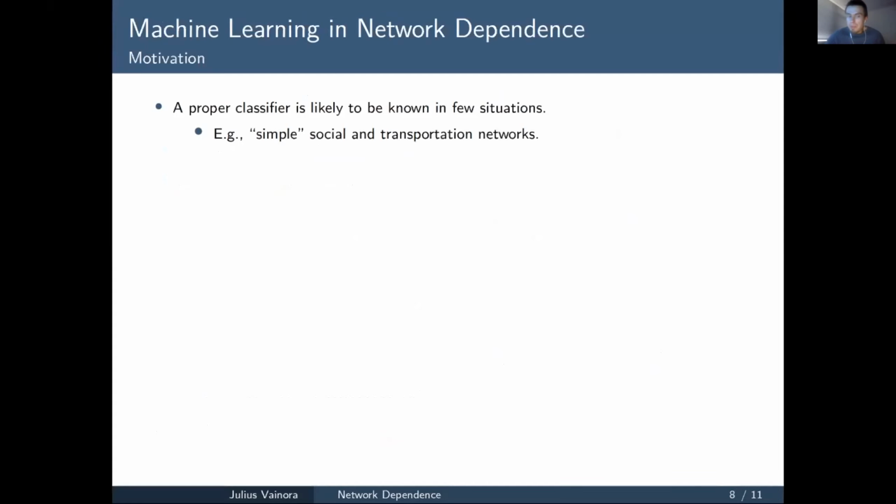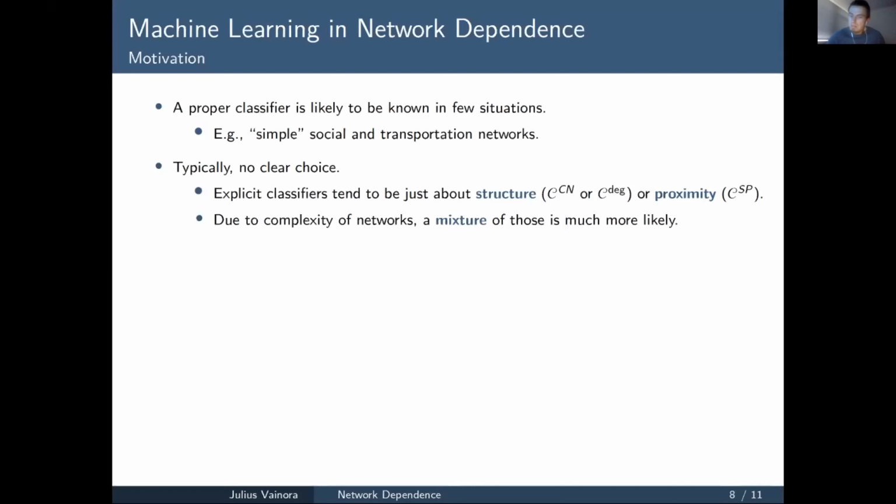So before, I proposed 3 examples: the number of common neighbors, the length of a shortest path, and the difference of degrees. Those are somewhat simple classifiers, and it's very likely that a proper classifier is going to be known in very few situations. For instance, in transportation networks, we may care just about the distance, but typically there will be no clear choice in some complex social network for what we should be using.